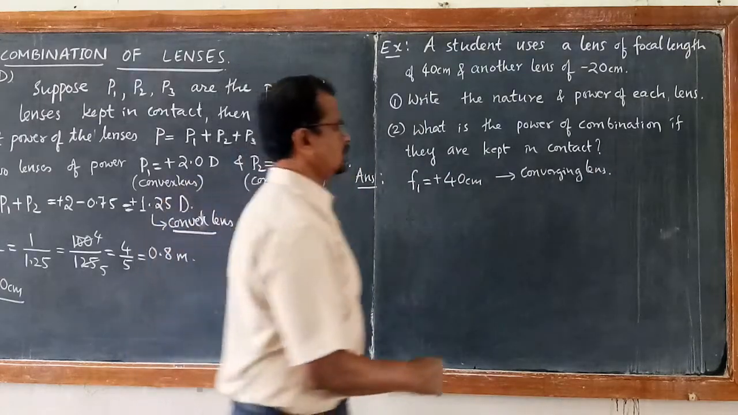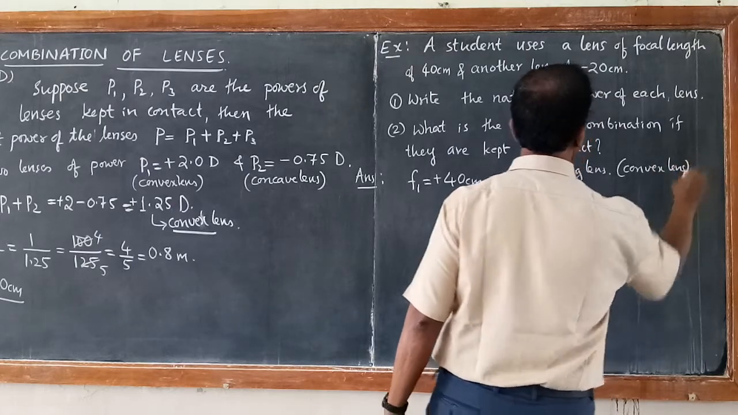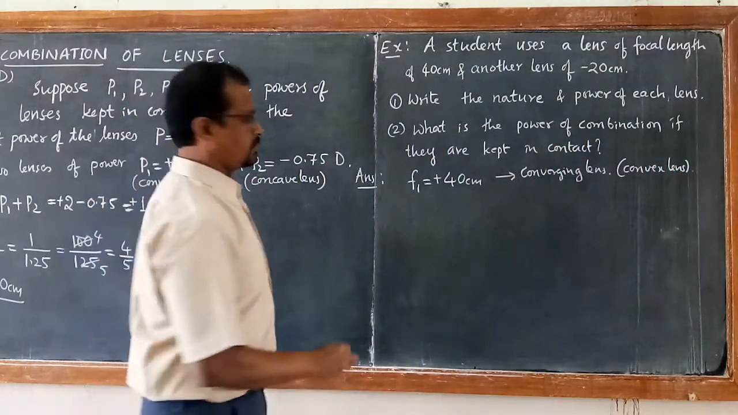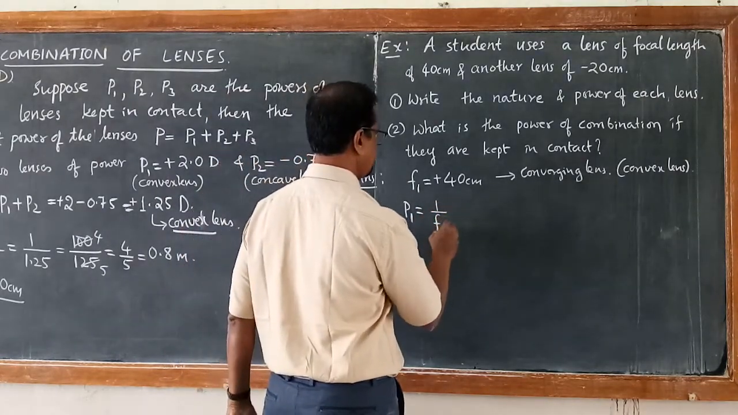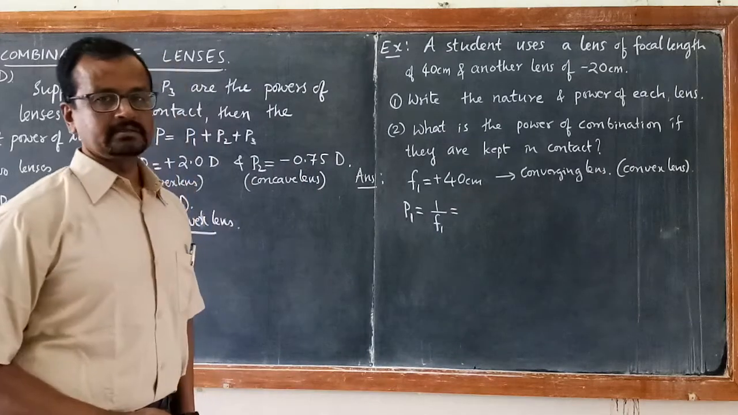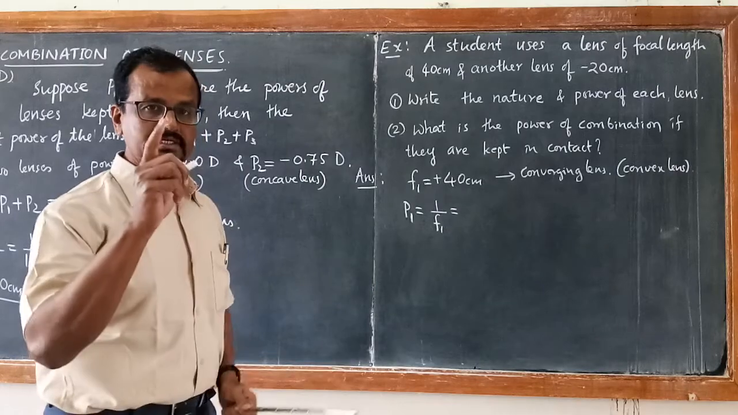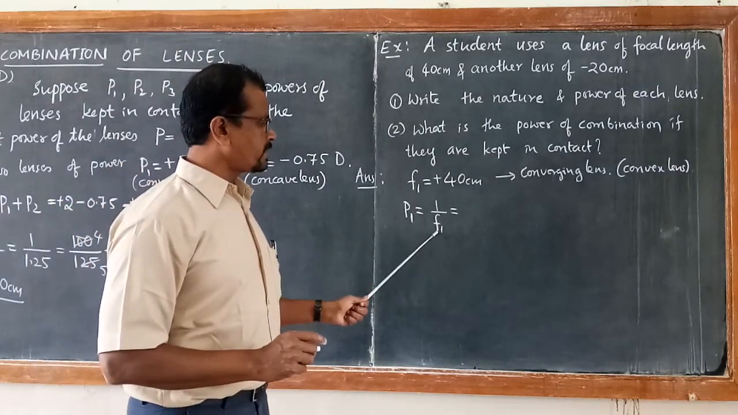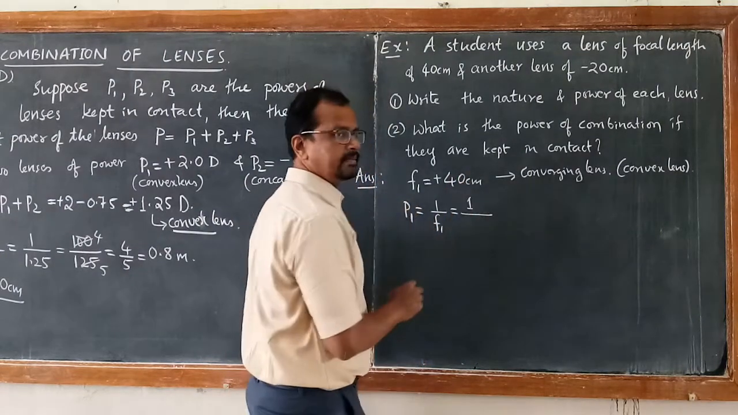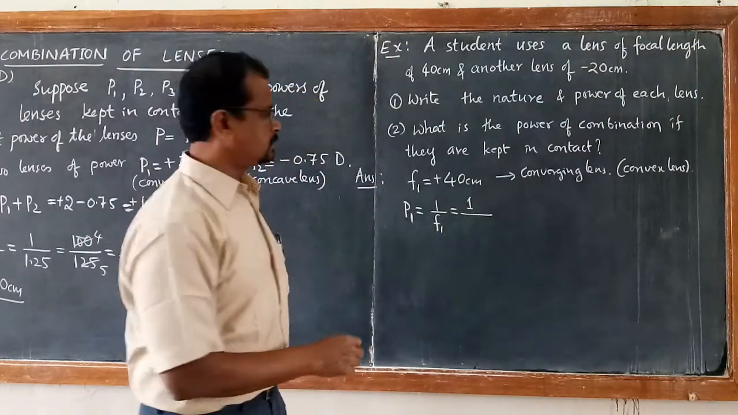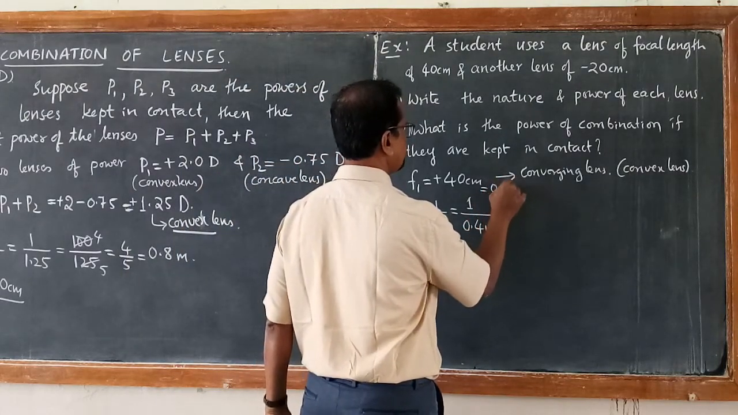Converging lens or convex lens. And calculate its power. Power P1 of this lens is equal to 1 by f1. So this is in centimeter. So 1 which is there in the numerator is in meter. So 1 meter divided by f1 in centimeter. Convert that also into meter. So it becomes 0.4 meter.